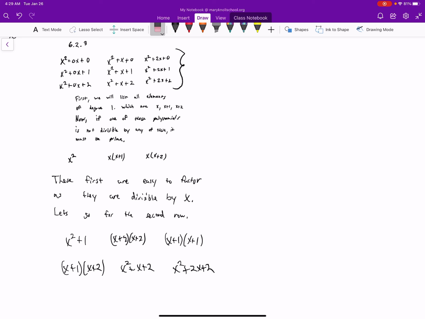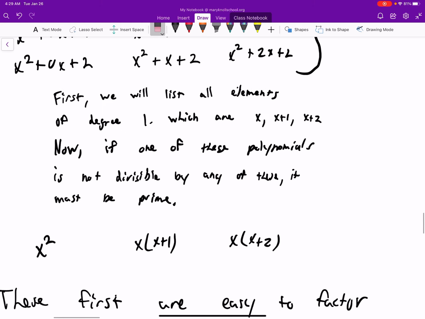And from there, we'll list all the elements of degree 1. And so that's going to be x, x plus 1, and x plus 2. And we'll use these later. So now, if one of these polynomials is not divisible by any of these, it must be prime, right? So if you have a second degree and it's not divisible by any degree 1, then it must be prime, right?